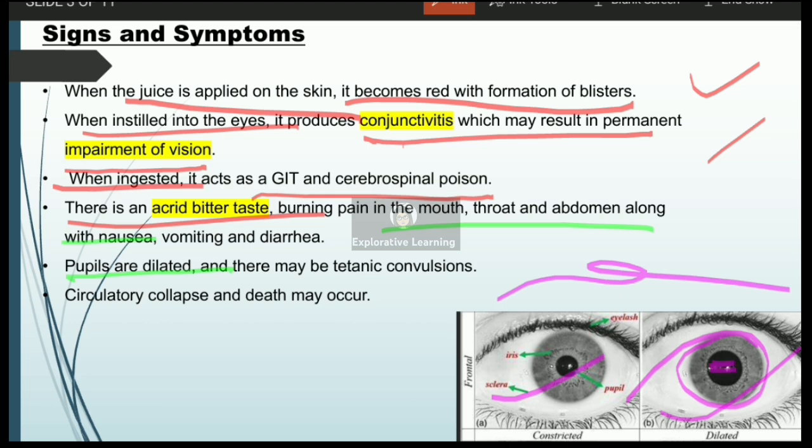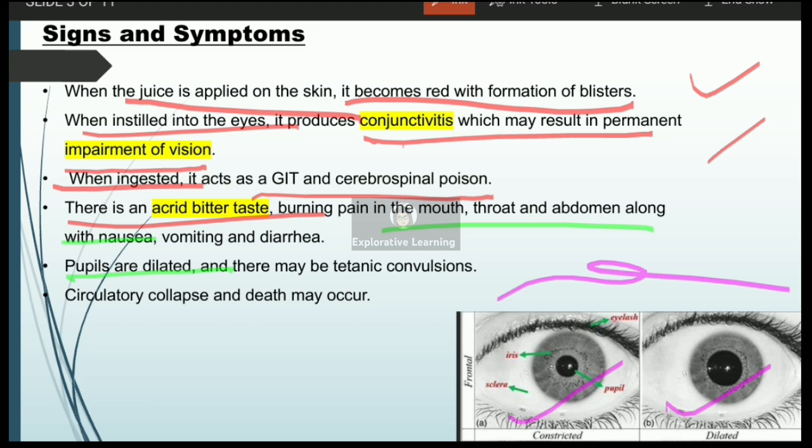This black portion is known as the pupil of our eye. This black portion is basically of a normal size. But in these two pictures you can clearly observe that this is quite small as compared to the normal pupil size, whereas this is larger than the normal pupil size. Let me remove these pen marks. This is basically a constricted pupil, whereas this is a dilated pupil.